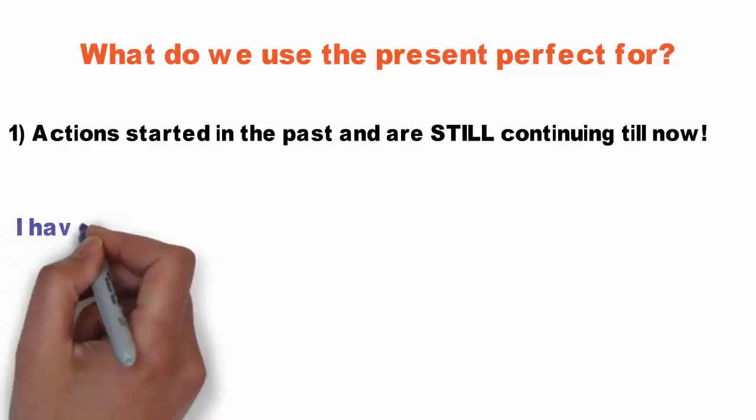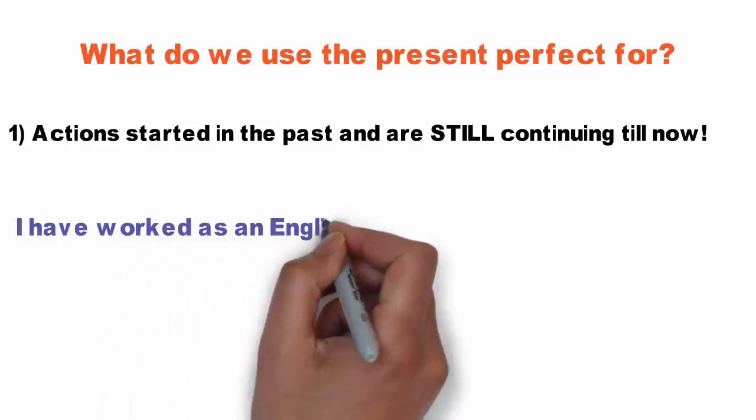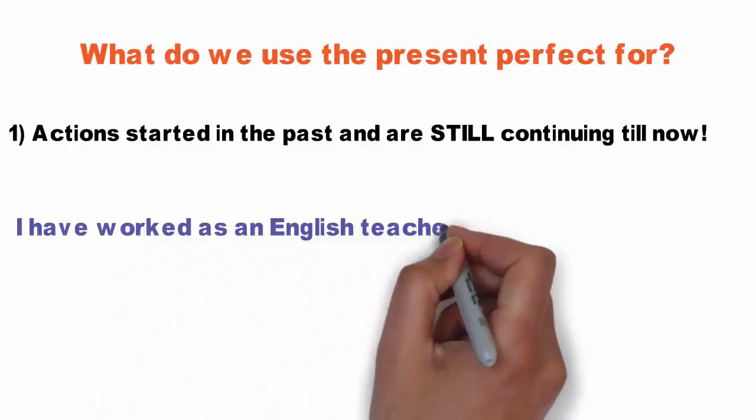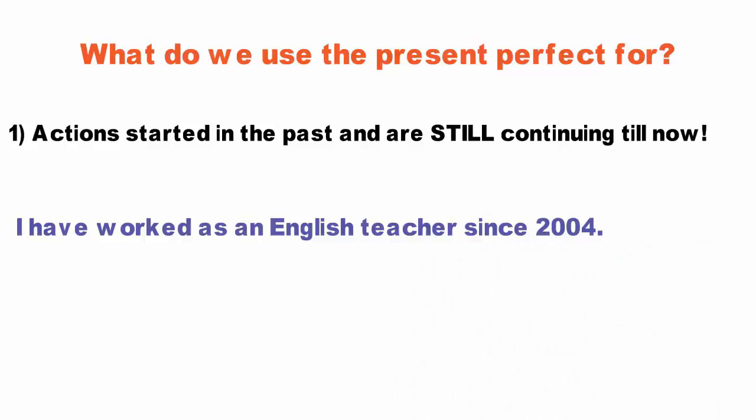For example, as you can see, I have worked as an English teacher since 2004. So now we are in 2016, right? So that's 12 years. Okay, so this is why I used the present perfect tense here.